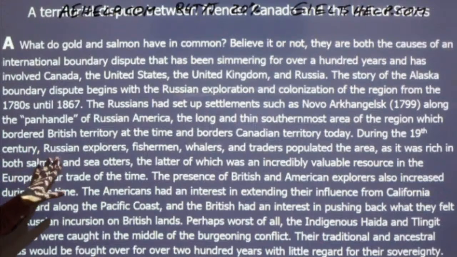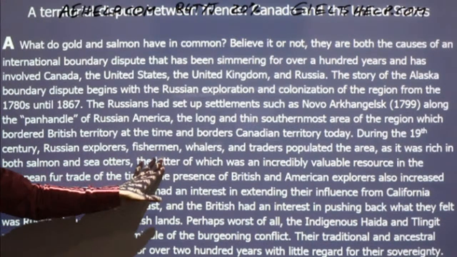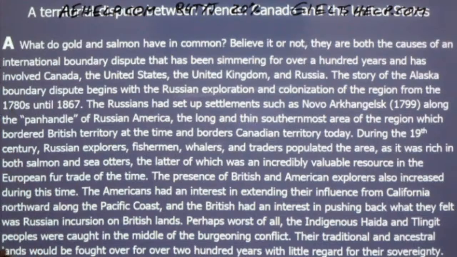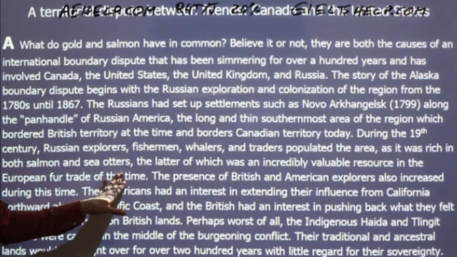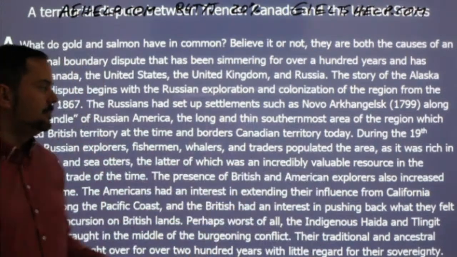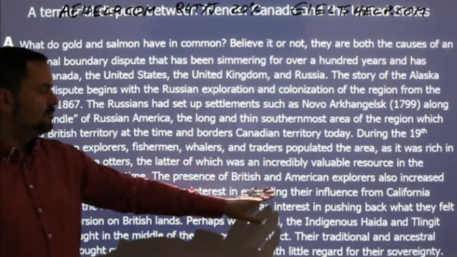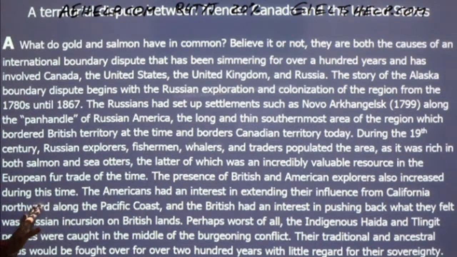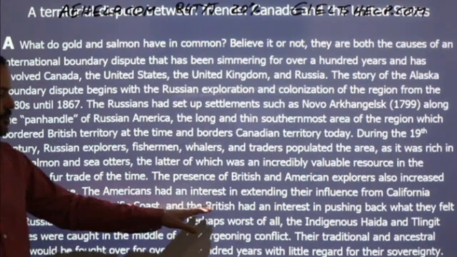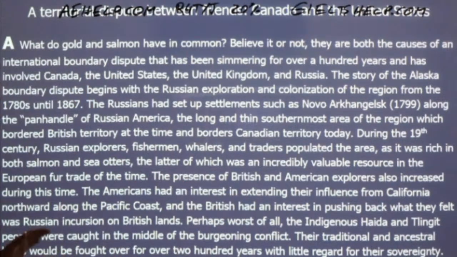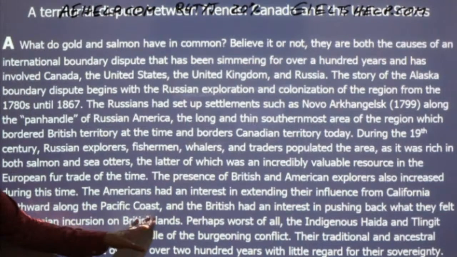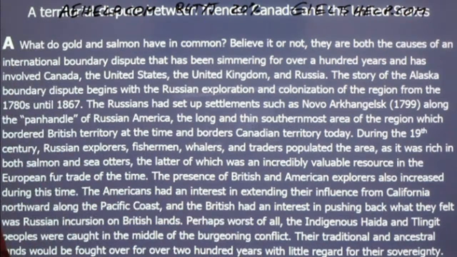During the 17th century, Russian explorers, fishermen, whalers, and traders populated the area as it was rich in both salmon and sea otters, the latter of which was an incredibly valuable resource in the European fur trade of the time. The presence of British and American explorers also increased during this time. The Americans had an interest in extending their influence from California northward along the Pacific coast, and the British had an interest in pushing back what they felt was Russian incursion on British lands.